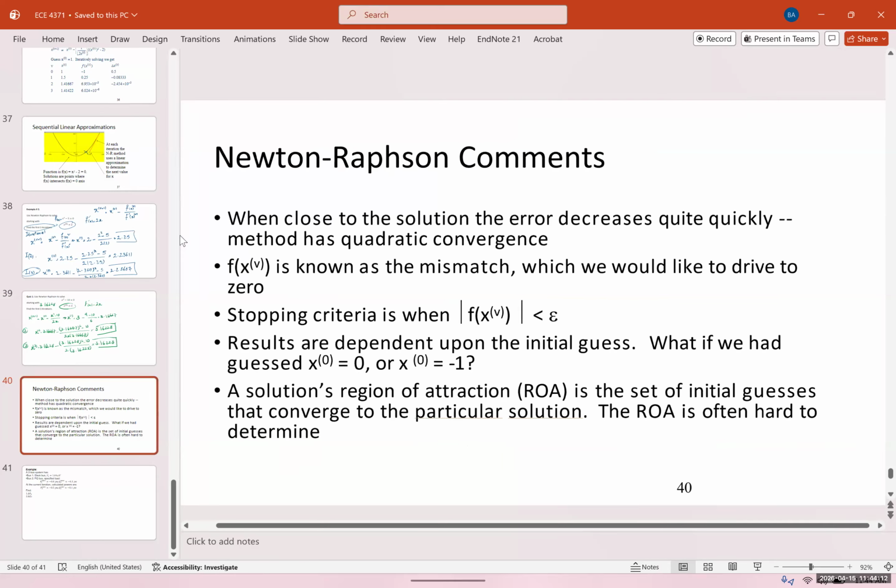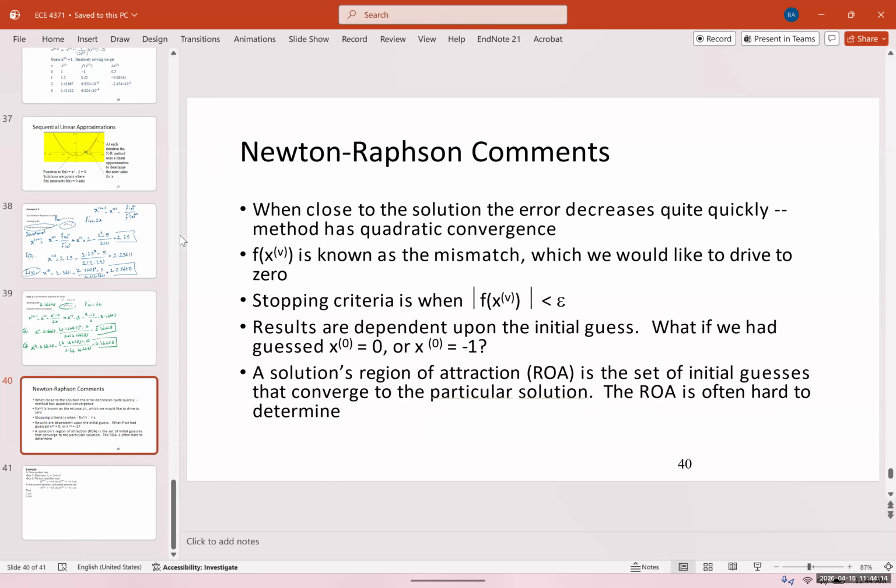Now, some comments about the Newton-Raphson method. When close to the solution, the error decreases quite quickly. The method has quadratic convergence. f(x^v) is known as the mismatch, which we would like to drive to 0. The stopping criterion is when f(x^v) is smaller than epsilon, so it's going to be a very small number.